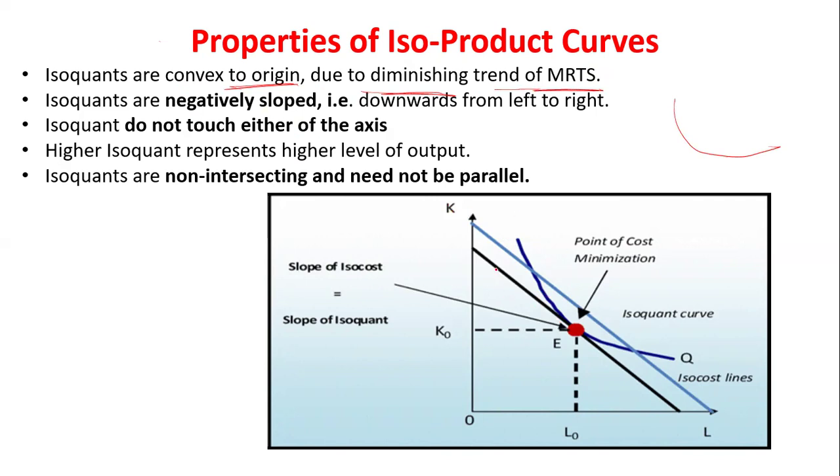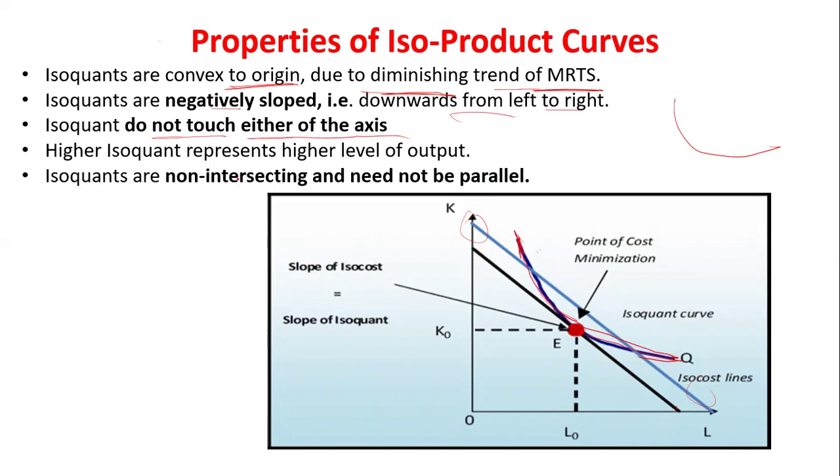So here you can see this is one isoquant, and it is convex to the origin. It touches the demand at this point, and the isoquant has a negative slope, downward from left to right. Isoquants do not touch either axis, not even this. You can see it starts from here and ends here.